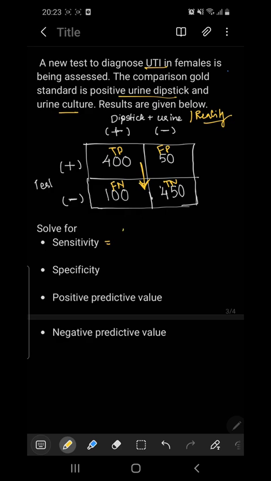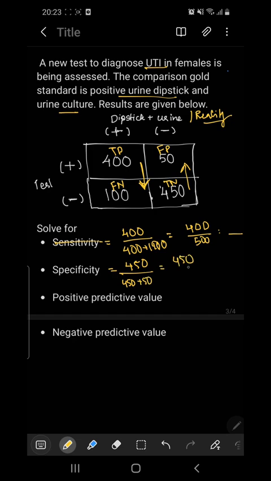Sensitivity goes down. That would be 400 divided by 400 plus 100. That is 400 divided by 500. So the answer would be something in points. We just calculate that, and we're done with sensitivity. Now we have specificity. Specificity goes like that, and the truth is always on top. So true negative, that is 450 divided by 450 plus 50. That would be 450 divided by 500. Again, we get something in points.